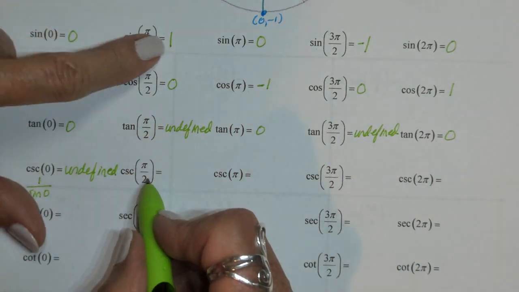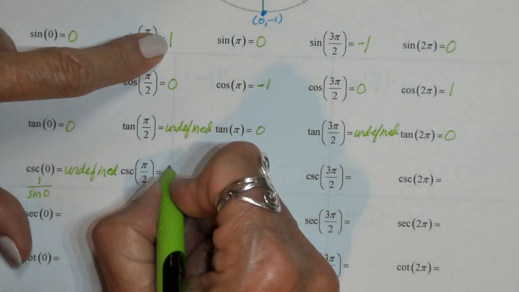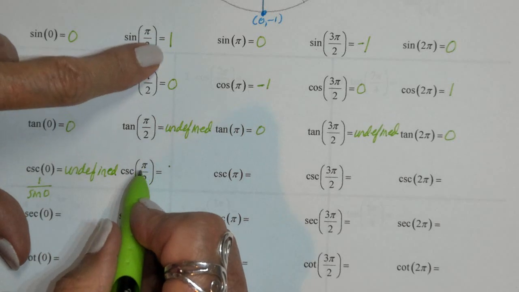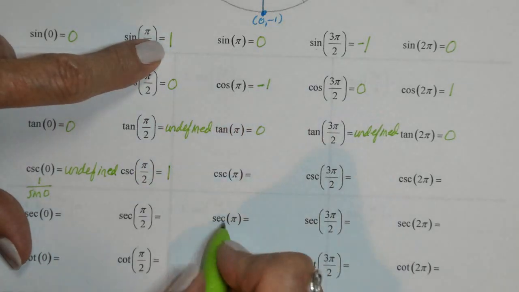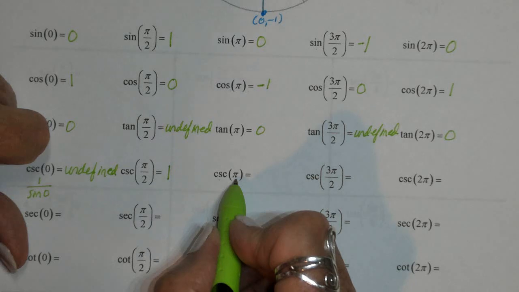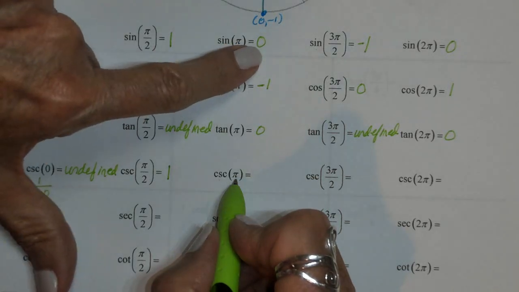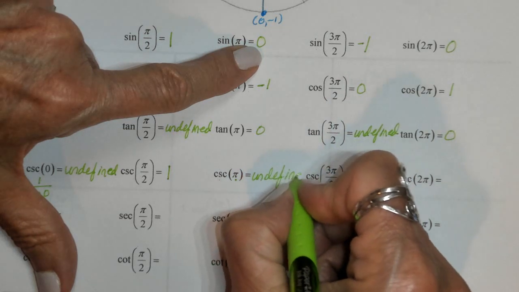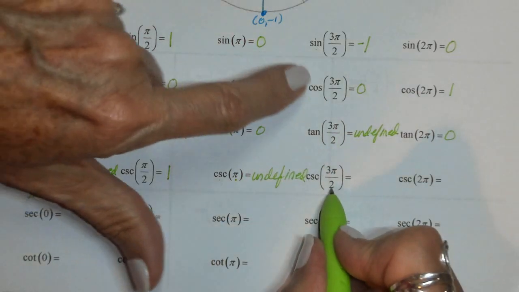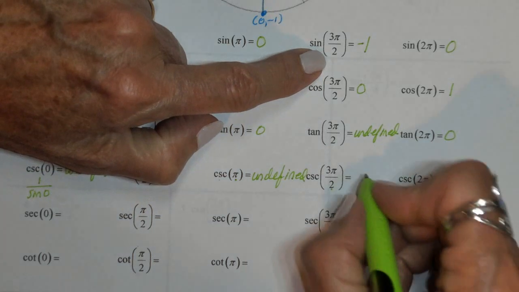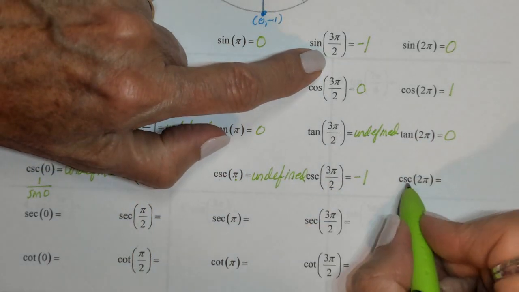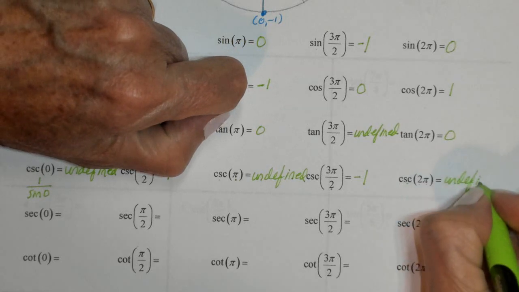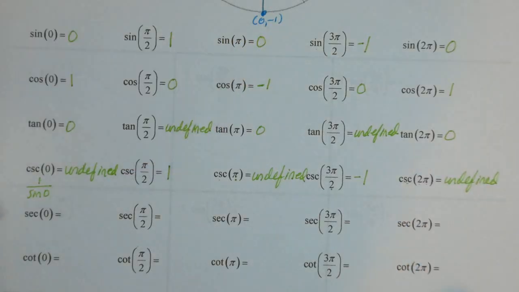Cosecant of pi over 2 is the flip of sine of pi over 2. Flipping 1 is 1. Cosecant of pi, the reciprocal of sine of pi, another undefined, because sine of pi is 0. Cosecant of 3 pi over 2 is going to be negative 1. Cosecant of 2 pi is another undefined.